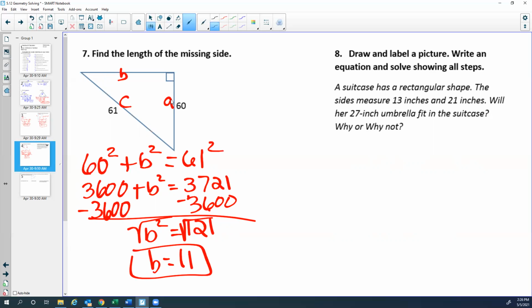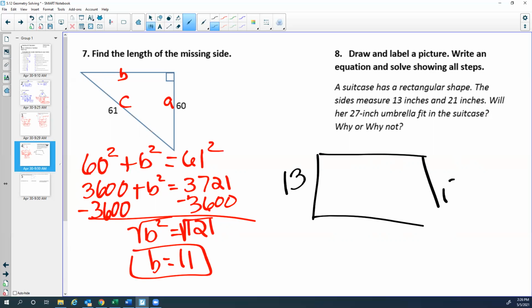Now, number 8, it says draw and label a picture. Write the equation, solve, showing all steps. So a suitcase has a rectangular shape. So I got a rectangle right here. The side lengths measure 13 inches and 21 inches. Will her 27-inch umbrella fit in the suitcase?